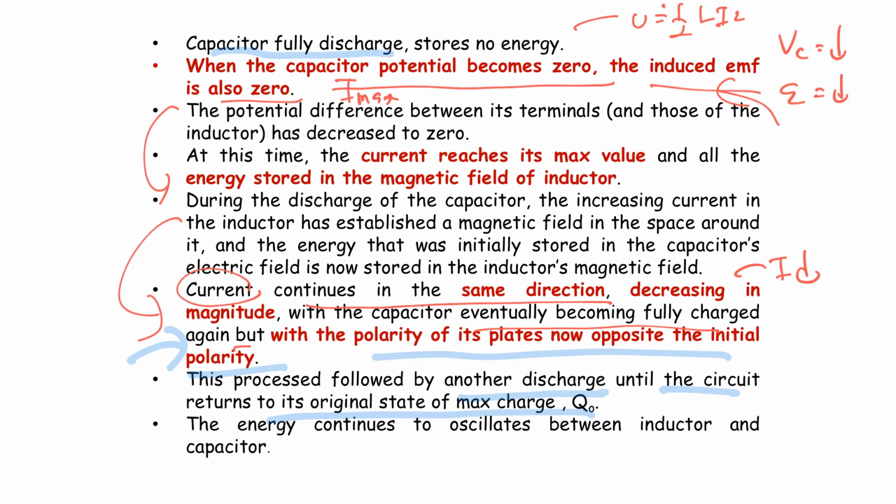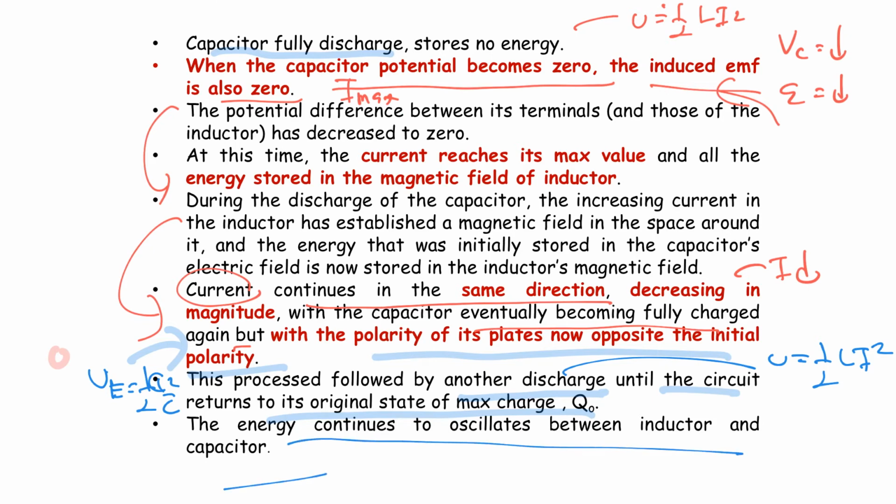the energy is stored inside the electric field of the capacitor, so it's going to be U_E = 1/2 Q squared over C. But once it's discharged back, the energy stored is now inside the magnetic field of the inductor. So that's the reason the energy continues to oscillate back and forth between the inductor and the capacitor.